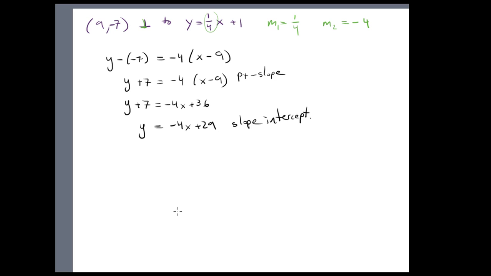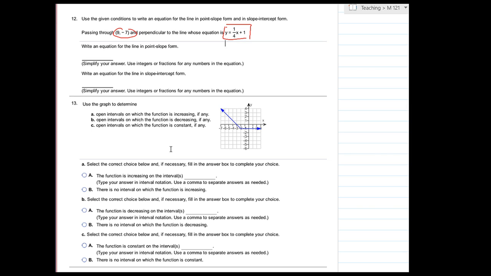Great. Let's go on to our next question. We're going to use the graph to determine open intervals on which the function is increasing, decreasing, or constant. So I don't see any increasing, but I do see from here on down this is decreasing. So let's see here. I'd say negative infinity because of this arrowhead that's telling me that it just keeps going to infinity, down to about here at negative 2.